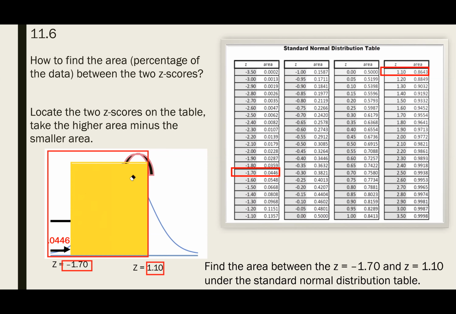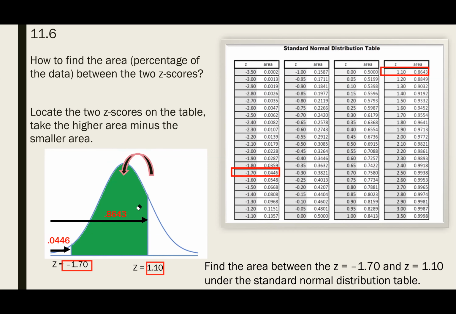So how do I find a portion of the thing? Well, if I know that the whole nine yards is 0.8643, and the small portion that I don't want is 0.0446, do you agree that all I need to do is take the higher number, 0.8643, minus the smaller number, 0.0446? If I subtract that, everybody see that in between the two values is 0.8197, right?